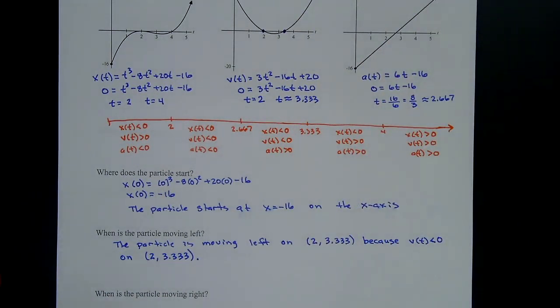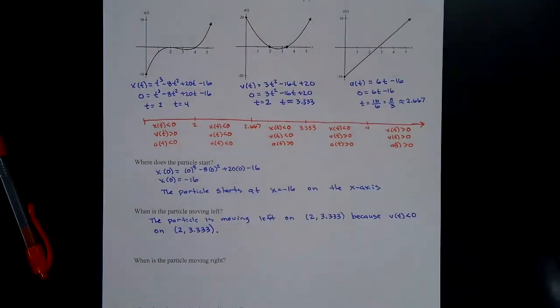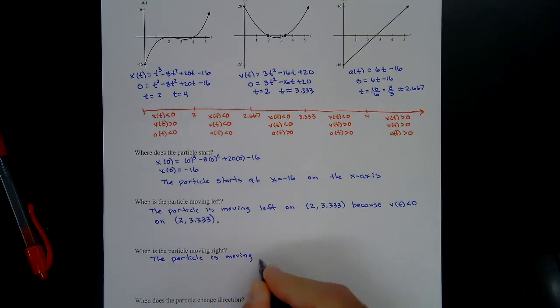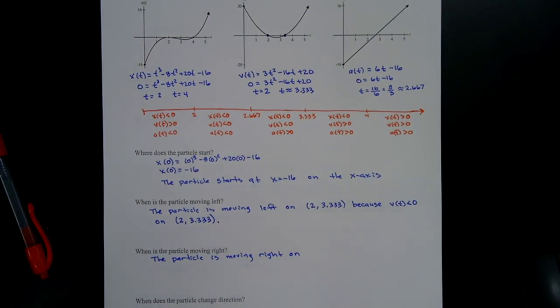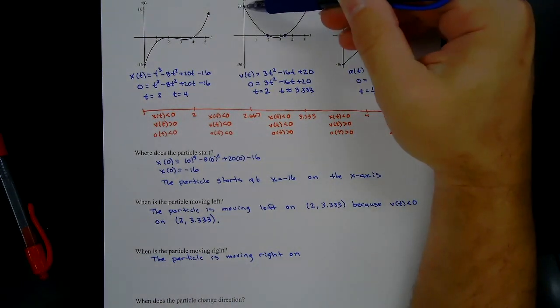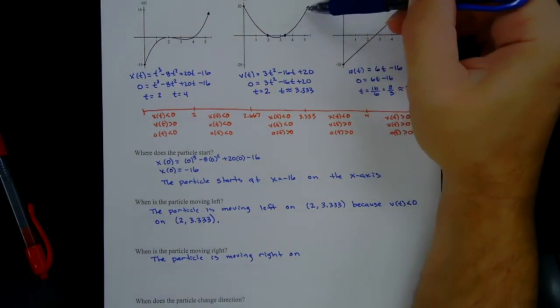Where's the particle moving to the right? That's the next question. So let me zoom out a little bit. I know this takes a long time, guys, so hang in there. The particle is moving right on, we're just looking at velocity and we're only looking for where it's positive. So it's positive right in here and also in here.